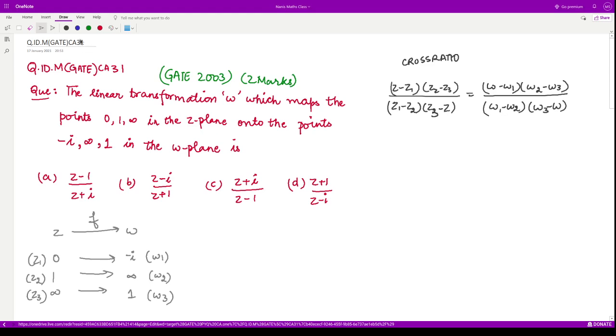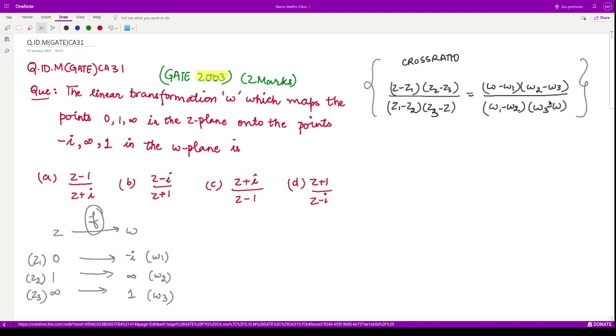In this video we shall see a question from 2003, and this question is also from bilinear transformation. By now you must have learned the formula to calculate a bilinear transformation. Here in this question we are given the points 0, 1 and infinity in the z plane, which map correspondingly to the points minus iota, infinity and 1 in the w plane. They are asking what this transformation f is.